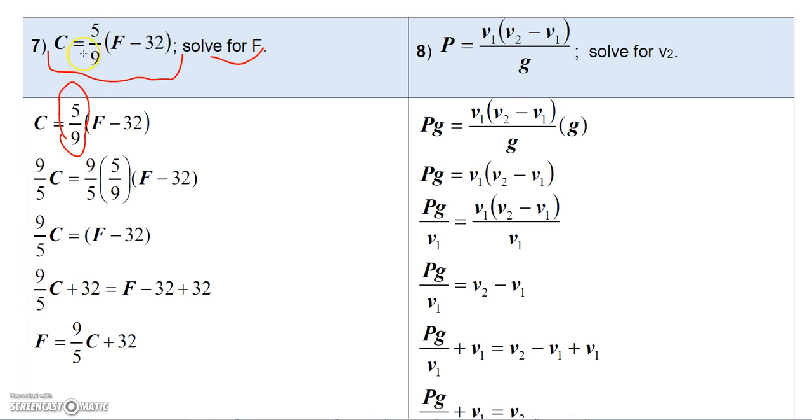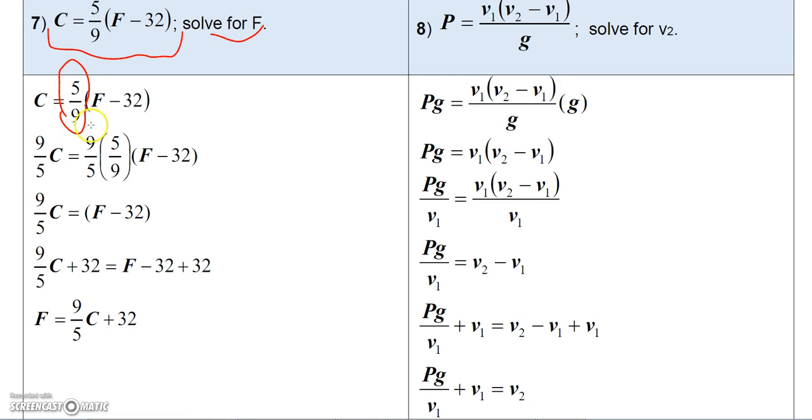So I actually just wrote the problem down again here. I didn't really have to write that, I guess. But anyway, I want to get rid of this 5/9. Remember the trick I told you earlier: if you multiply 5/9 by its reciprocal 9/5, that's going to equal just 1. So if I multiply this by 9/5, this will cancel and give me 1, and I'll just be left with the F minus 32.